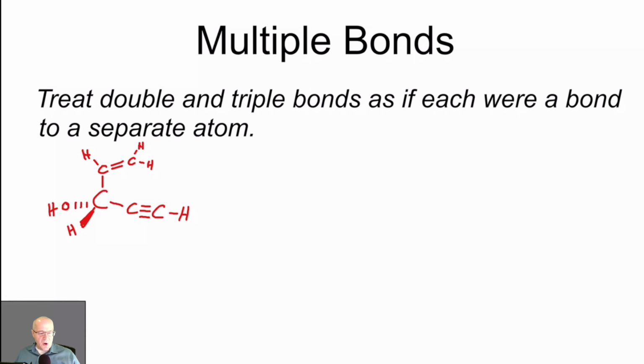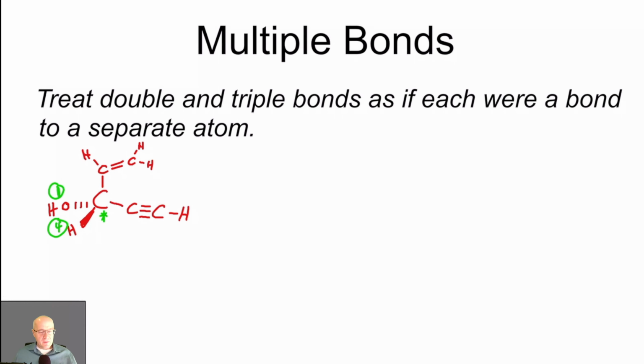We want to assign priority groups to that. Well, everyone, I think, in this room will agree that this is 1, and that's 4. Hydrogen's always 4 if it's attached to the chiral center. This is the chiral carbon. I jumped out 1 atom: oxygen, hydrogen, carbon, and carbon.